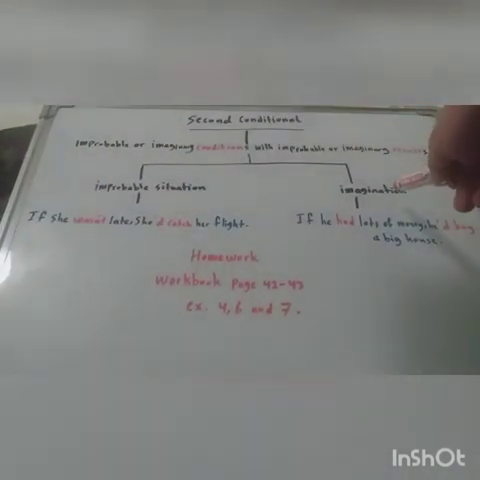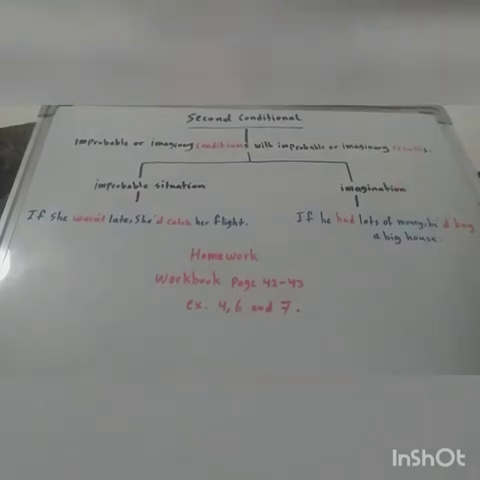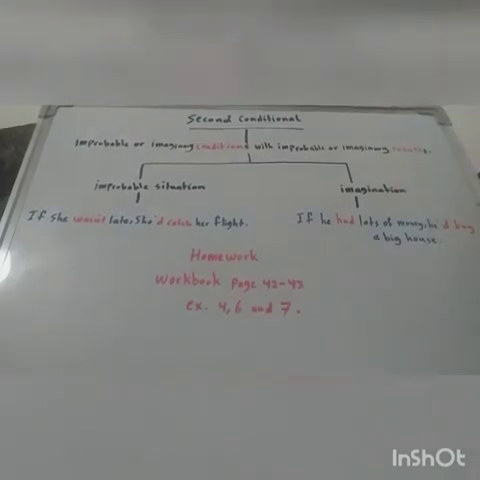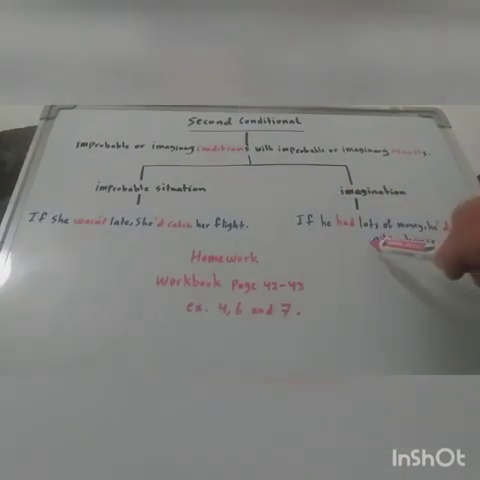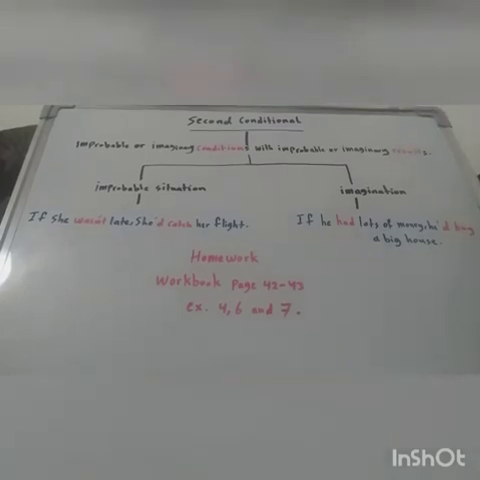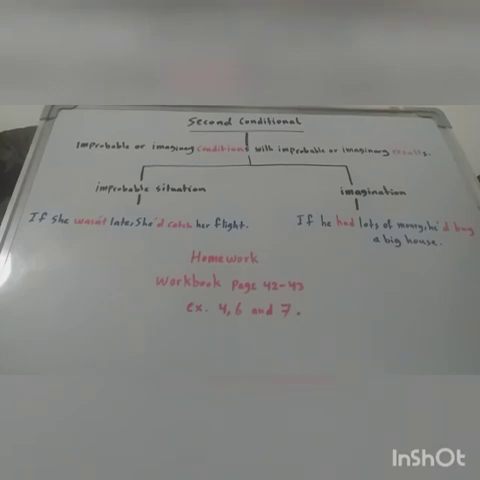And considering imagination, you have to use imagination when you write second conditional sentences. If he had lots of money, he'd buy a big house. Well, he doesn't have money, or maybe he has a little money. So we're imagining that if he had lots of money, he'd buy a big house.